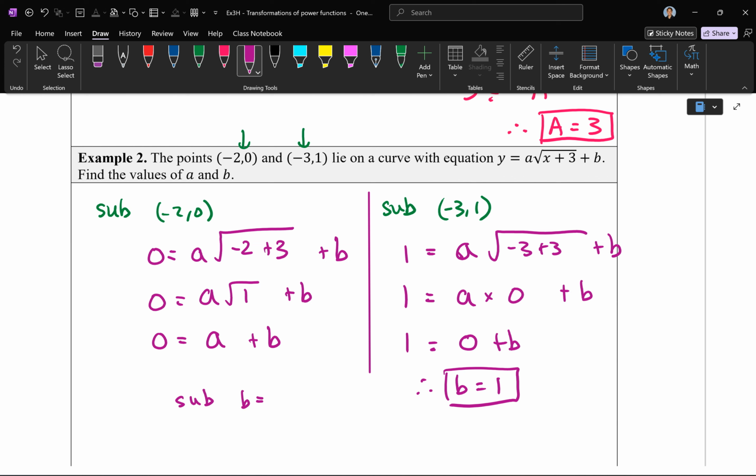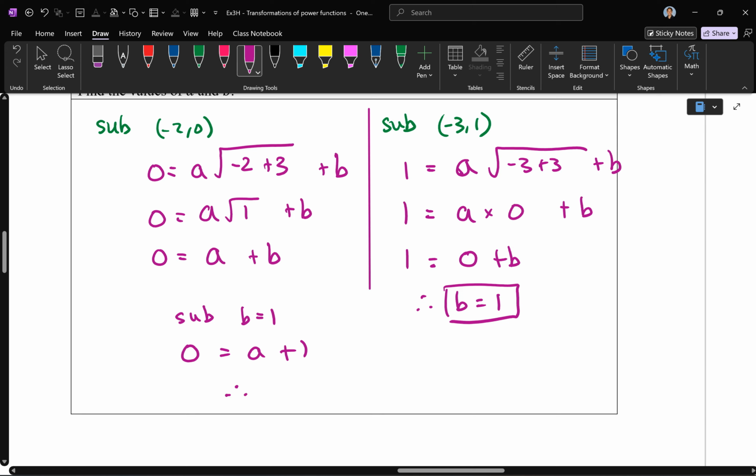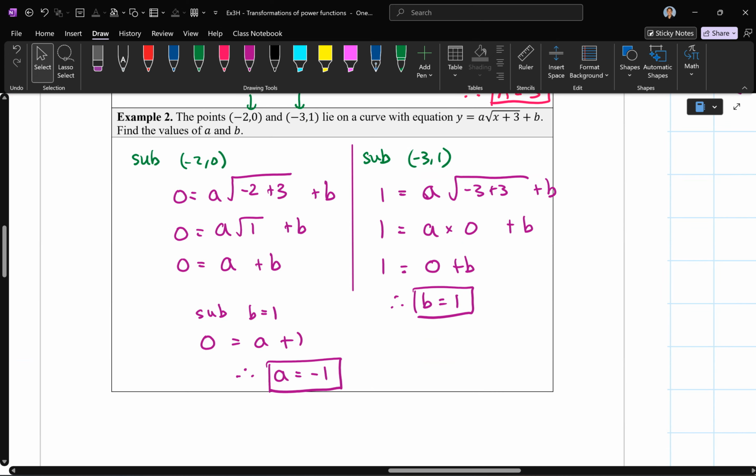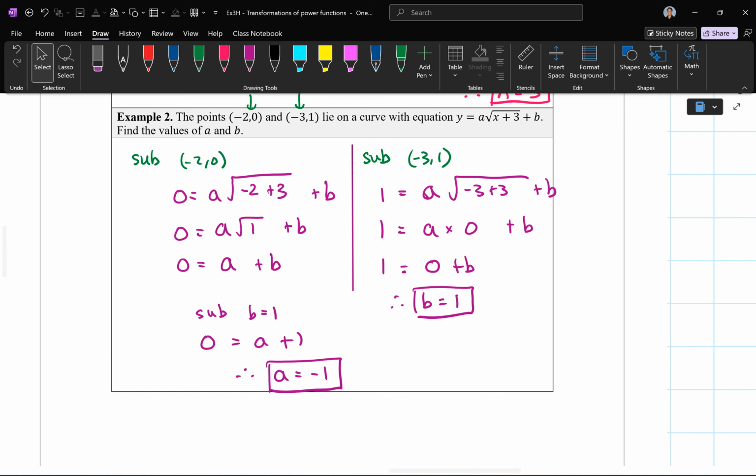But if B is 1, then 0 equals A plus 1. Therefore, A must equal -1. Usually in the exam, it would be a simultaneous equation. But I guess that happens to be an easier one that I chose by accident. Okay? So far, so good.